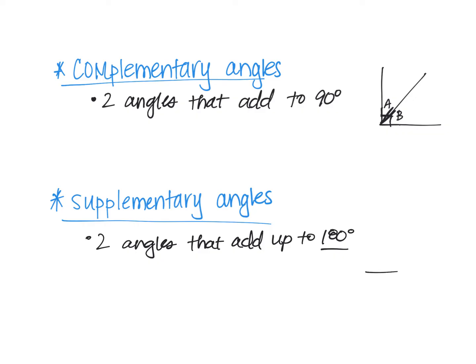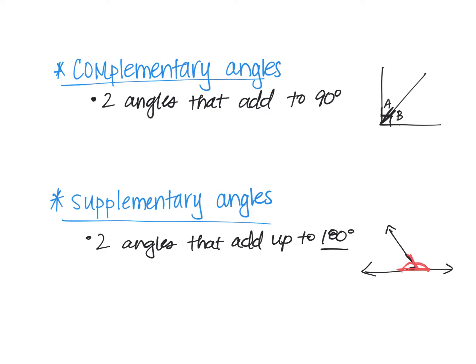Again, maybe if I take these two angles that I have drawn here, if I take a look at this one, and then I take a look at this one over here, if I put them together, they make a straight line or 180 degrees. So those are called supplementary.